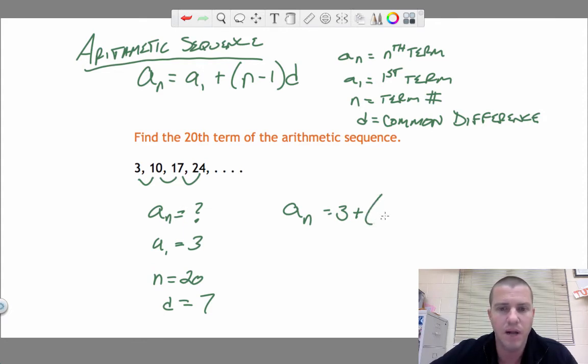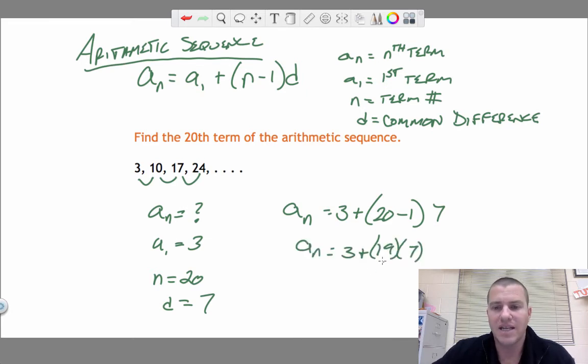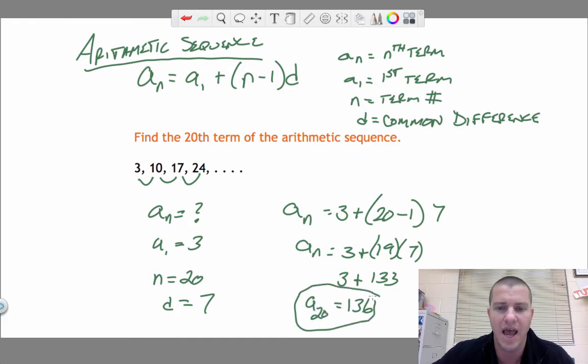So I get 3 plus 20 minus 1 times 7. 20 minus 1 is 19. Right here, you're just following your order of operations. 19 times 7 is 133. 133 plus 3 is 136. So the 20th term is 136. And how we write that is a sub 20. That means it's the 20th term.